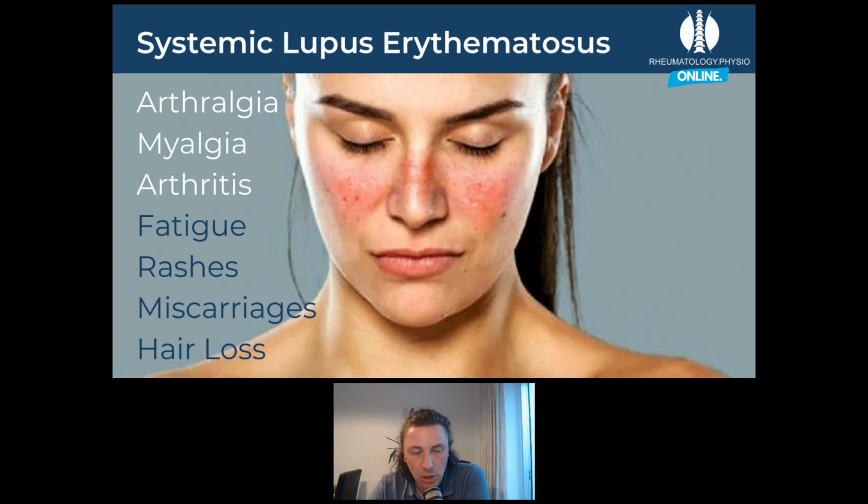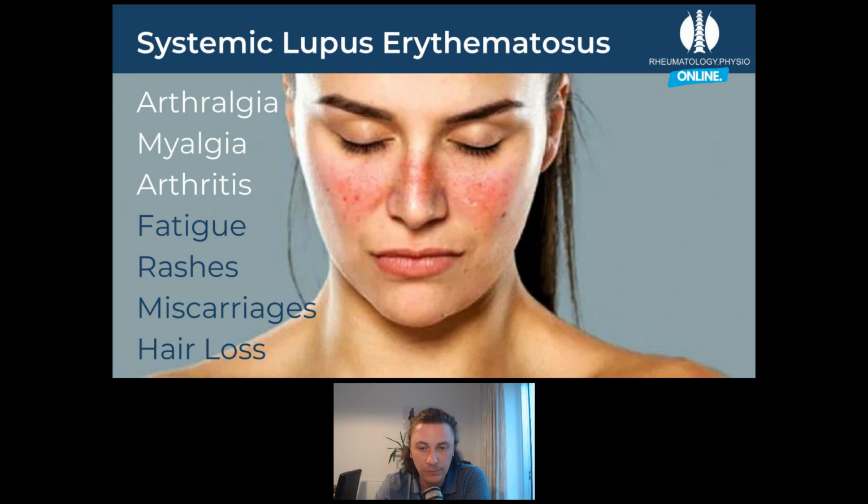Miscarriages is a question that we do need to be asking these patients as well, and that is characteristic of something called antiphospholipid syndrome, which is related to miscarriages and blood clotting. So what happens is these patients with SLE, it's also affecting their ability to clot the blood, and then that causes the miscarriages. So in these patients with widespread pain and fatigue and myalgia and things, or arthritis, I do ask them about whether they've had any previous miscarriages.